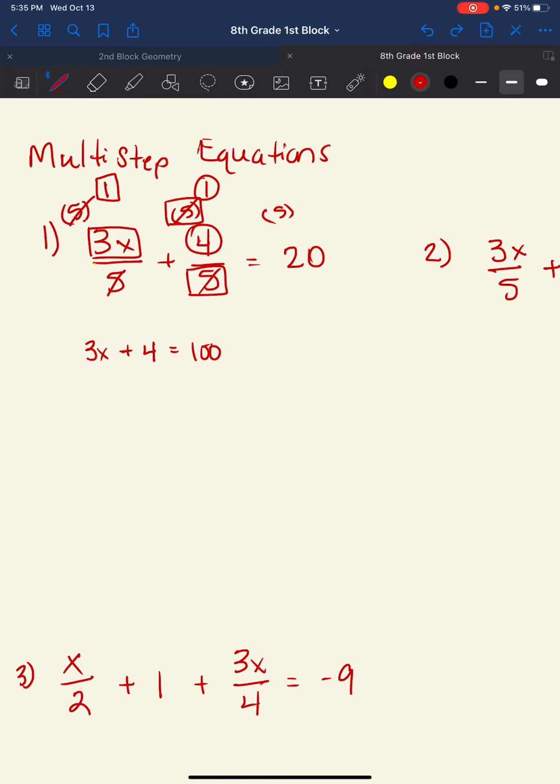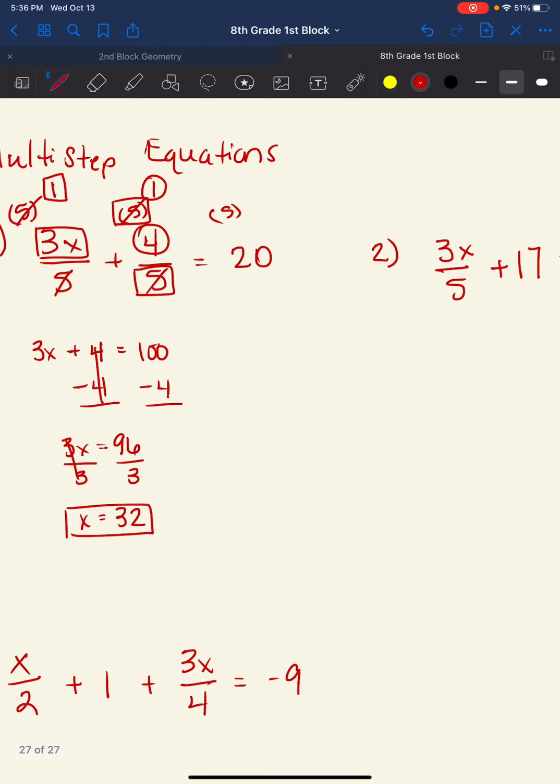So we always talked about leaving that variable to the end, so I'm going to subtract my 4, and that leaves me with 3x equals 96. Divide both sides by 3, and x equals 32. Okay, and you could plug that right back into the problem, work that out, and find out that you are correct. Okay, you could check that problem.